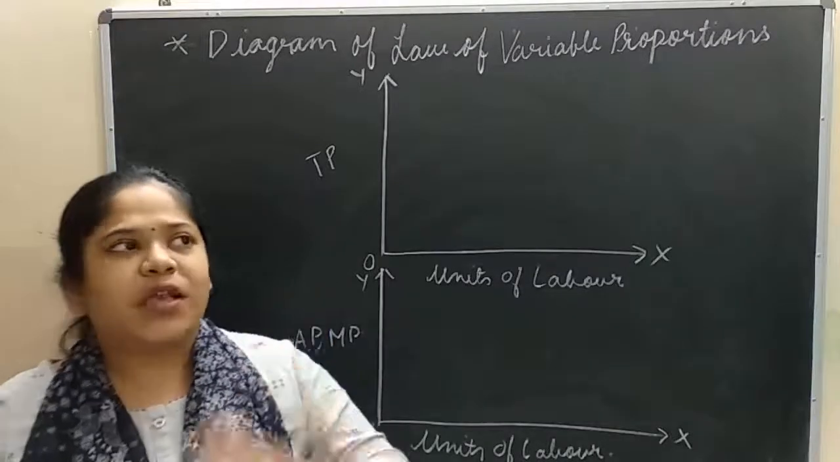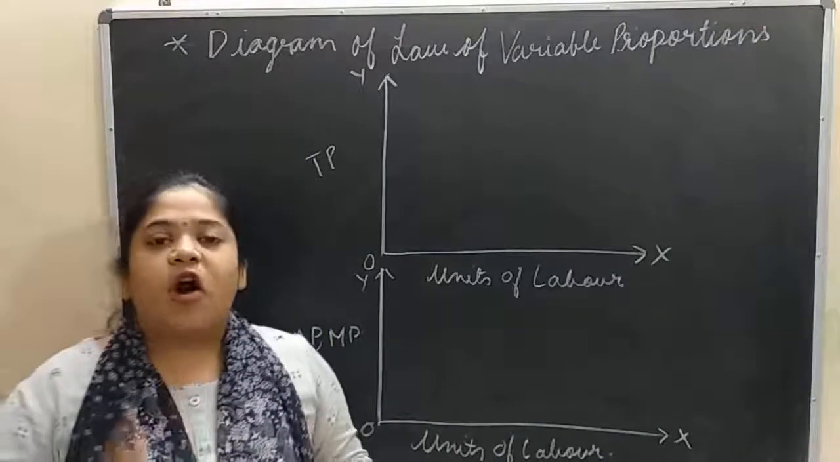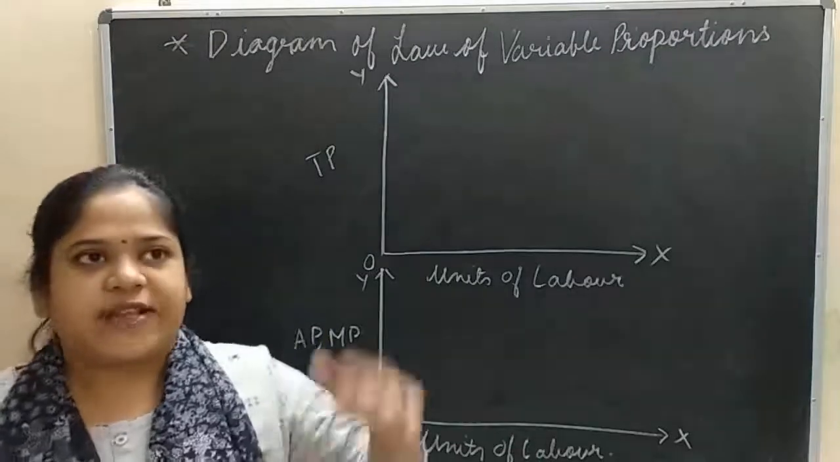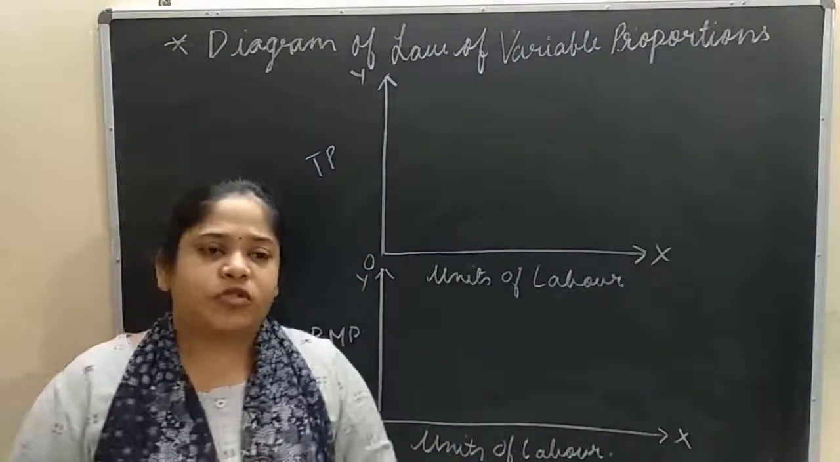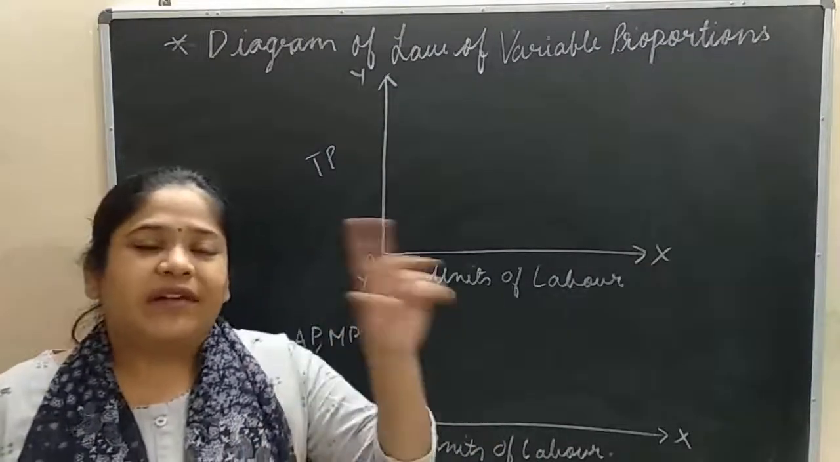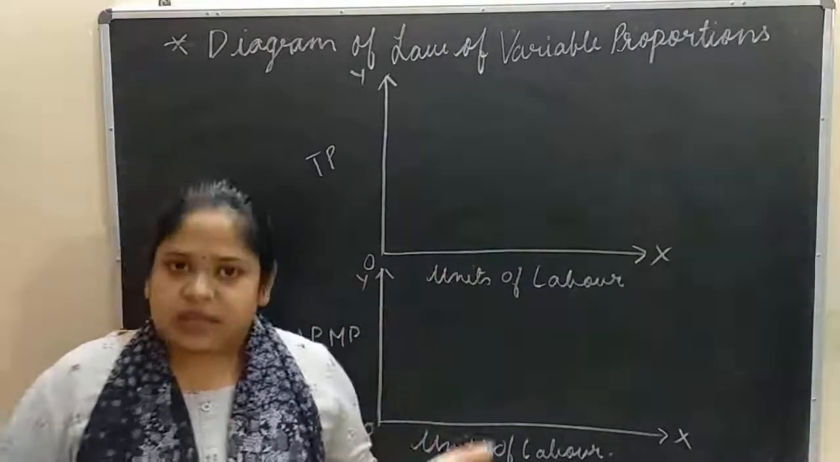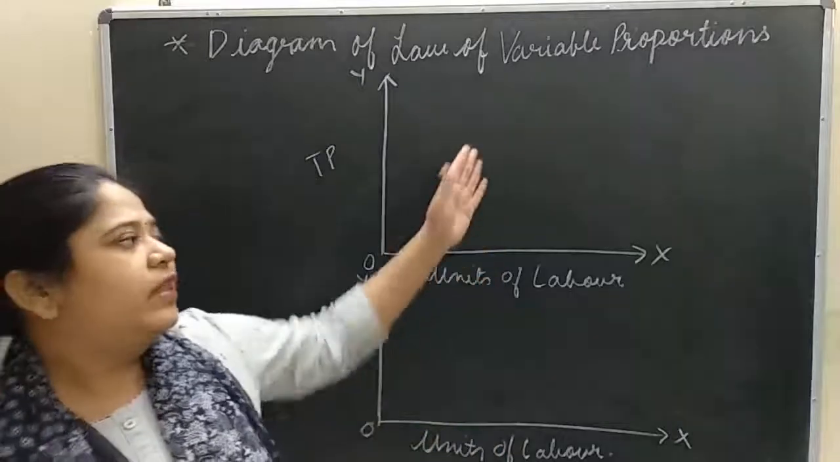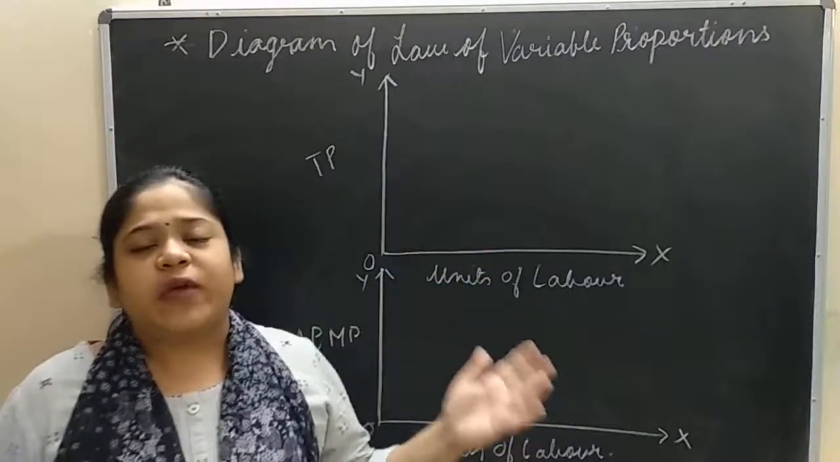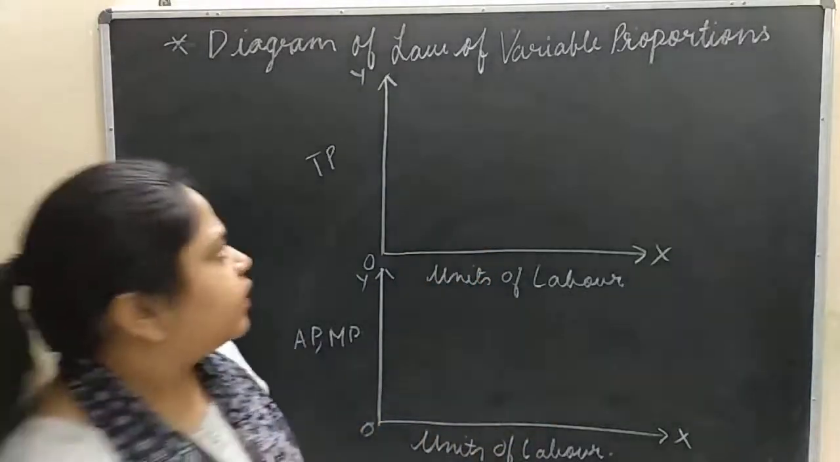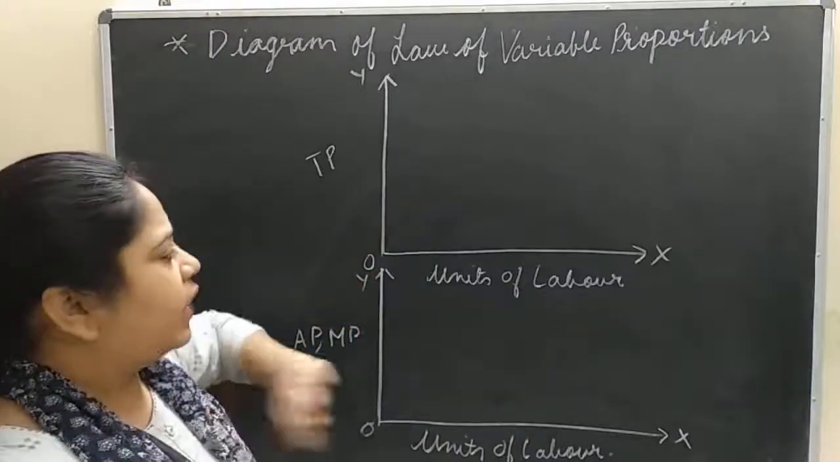Whenever a question related to the law of variable proportion is asked, such as explain the law of variable proportion, you need to write the statement of the law, write three assumptions, make the diagram, and then explain it. Now, this is how the diagram has to be done.